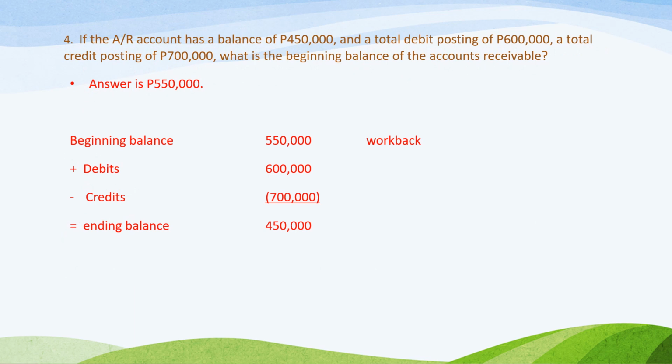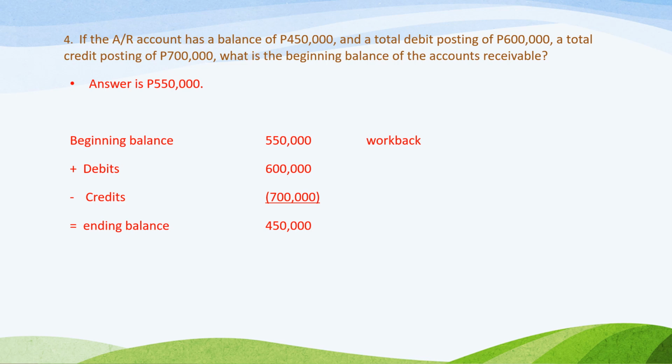Number 4. If the accounts receivable account has a balance of 450,000, a total debit posting of 600,000, and a total credit posting of 700,000, what is the beginning balance of the accounts receivable? So here, the beginning balance is X. That is the missing amount we have to compute. The debits will be added to the beginning balance, credits will be deducted, and then the ending balance is given at 450.